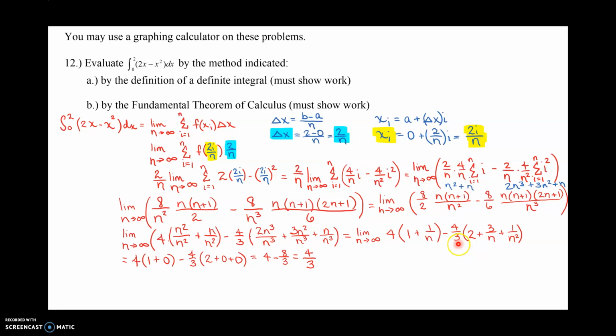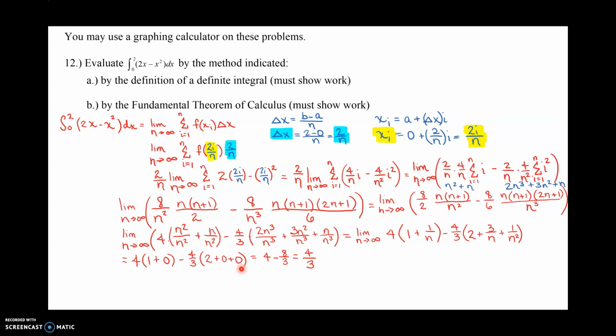Limit of a constant is that constant, 4/3. Limit of a constant is that constant, 2. Number over variable is 0. Number over a variable is 0. So that's where we got all these guys right down here. And so that leaves us with 4 minus 8/3, which is a positive 4/3. So that is the value by the definition.